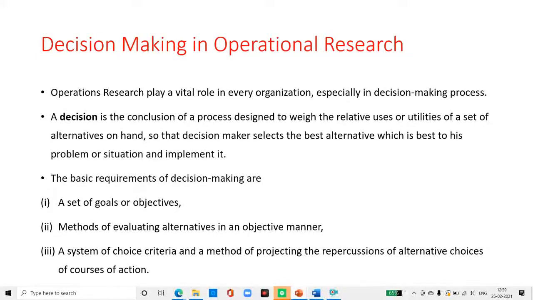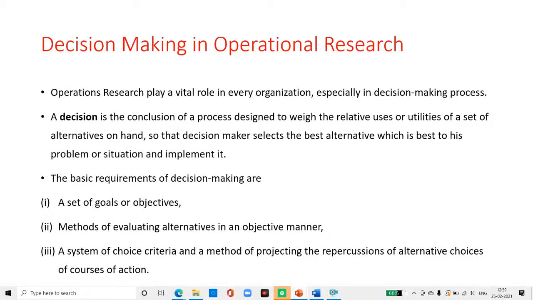The next part is decision making in operational research. Okay, so as I said earlier, operational research plays an important role in every organization, especially in the decision making process. So many times we speak of the word decision. We know much about the decision, but what is the decision? What does it consist of, and what are the characteristics of this decision?